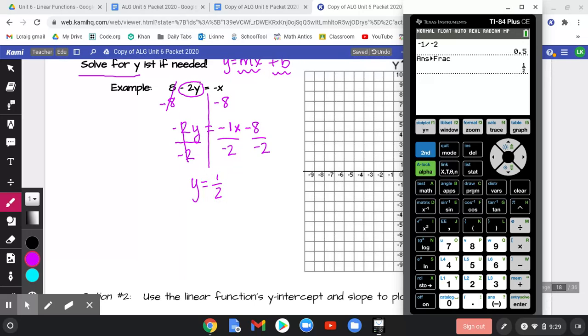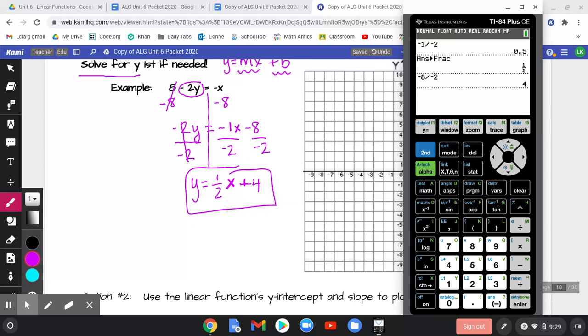All right, the 2 negatives basically cancel out. So it's 1/2 x, and then negative 8 divided by negative 2 is positive 4. And again, you can watch how easy it is to do that in the calculator. Negative 8 divided by negative 2, positive 4.